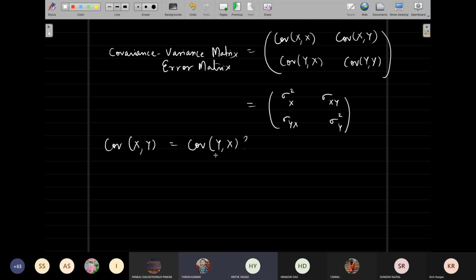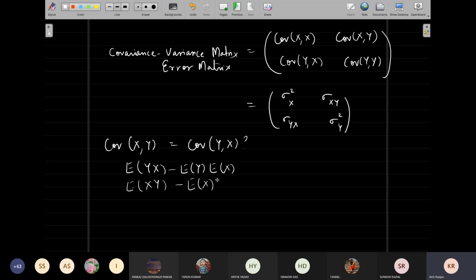Yes, same. That's right, it is the same, whether you write E[YX] minus E[Y]E[X] or whether you write E[XY] minus E[X]E[Y], they are basically identical. So sigma YX is nothing but sigma XY.